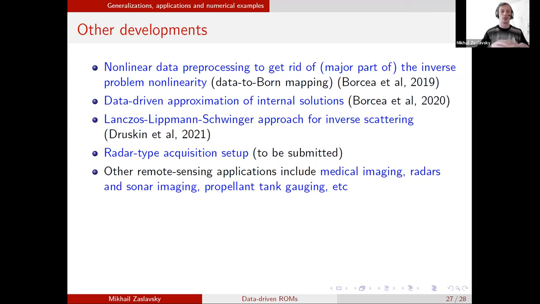All the examples I've considered in the inverse problem were related to a surface setup, where we have collocated sources and receivers all over the surface. But recently we generalized it, again thanks to the Lippmann-Schwinger approach, to a radar-type acquisition setup. Although it's not related to geophysics, I just want to mention that the same approaches were applied to medical imaging, radar and sonar imaging, propellant gauging for NASA, and so on.